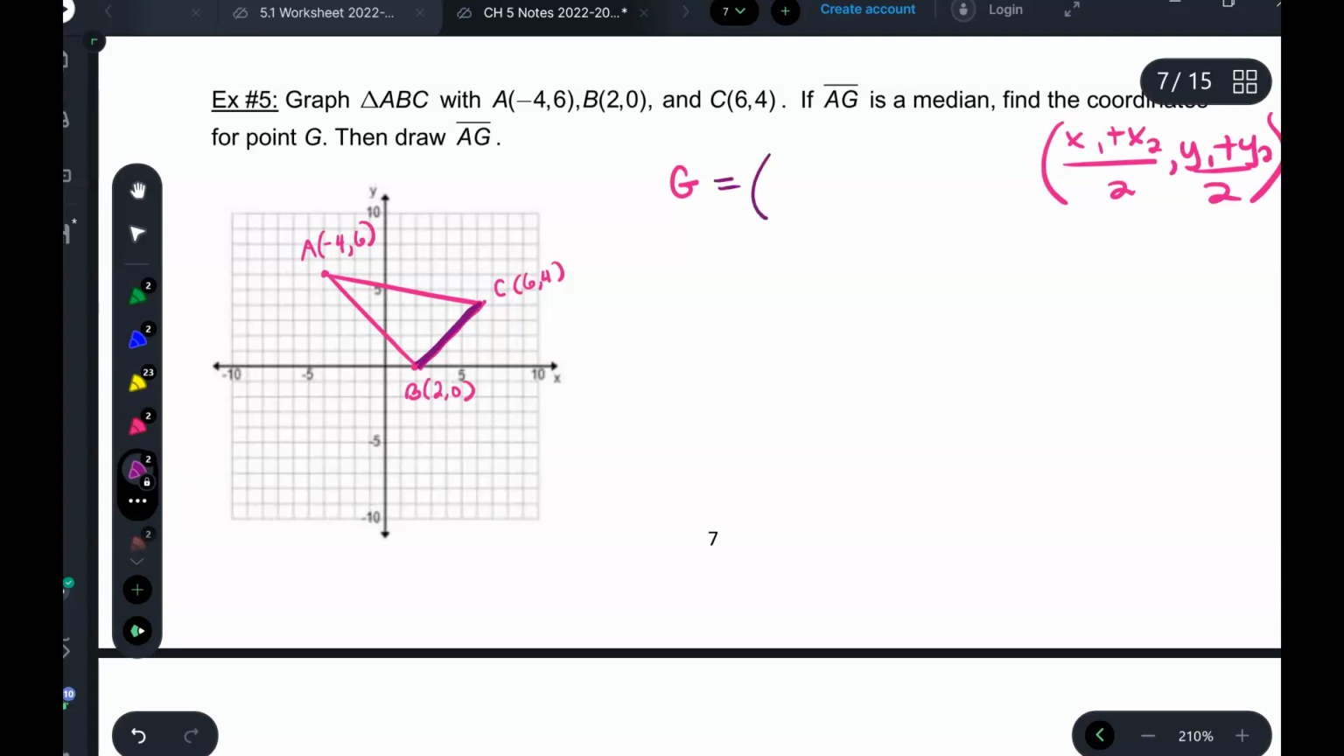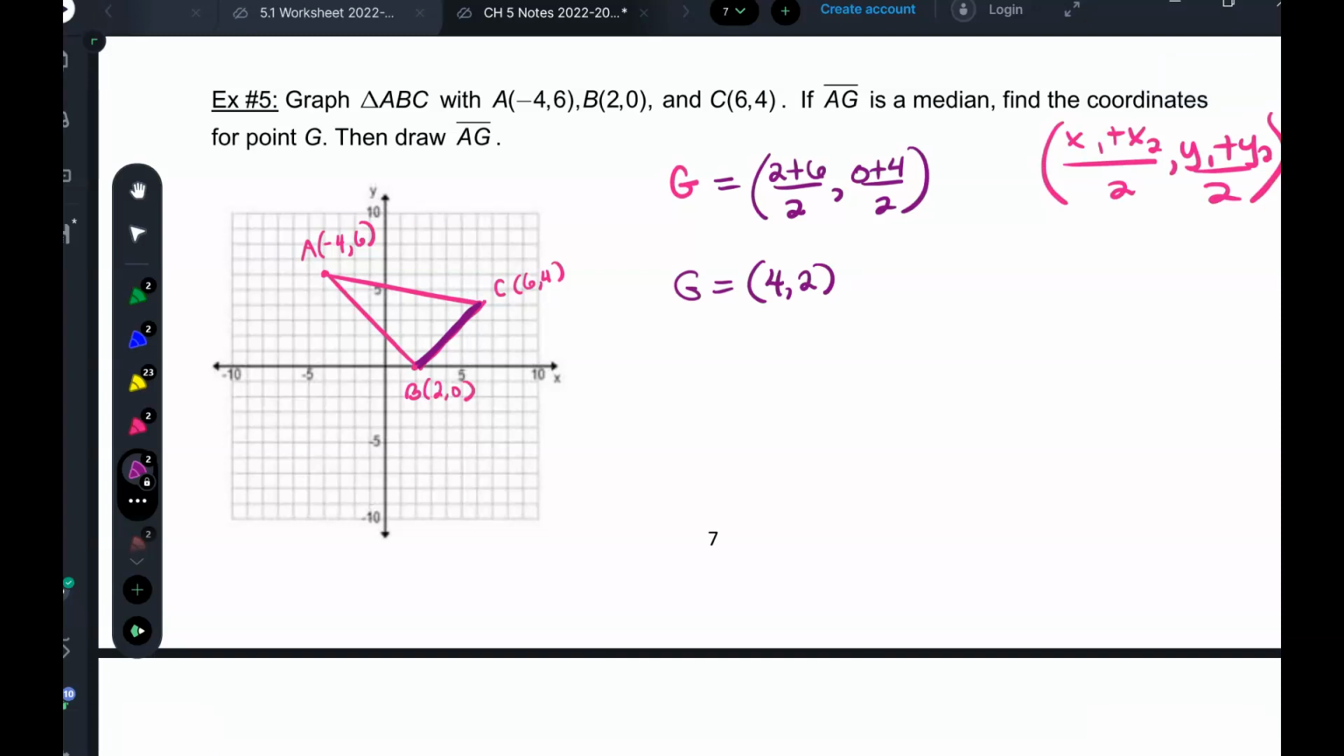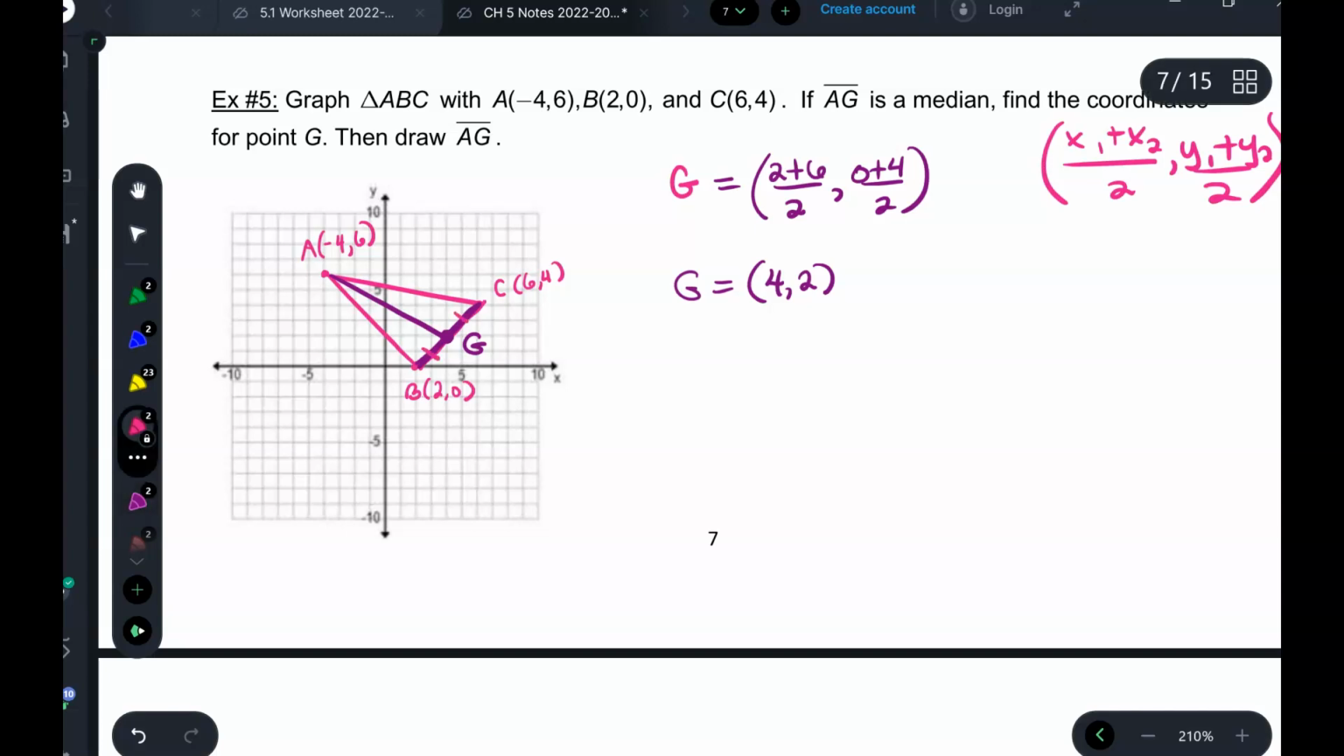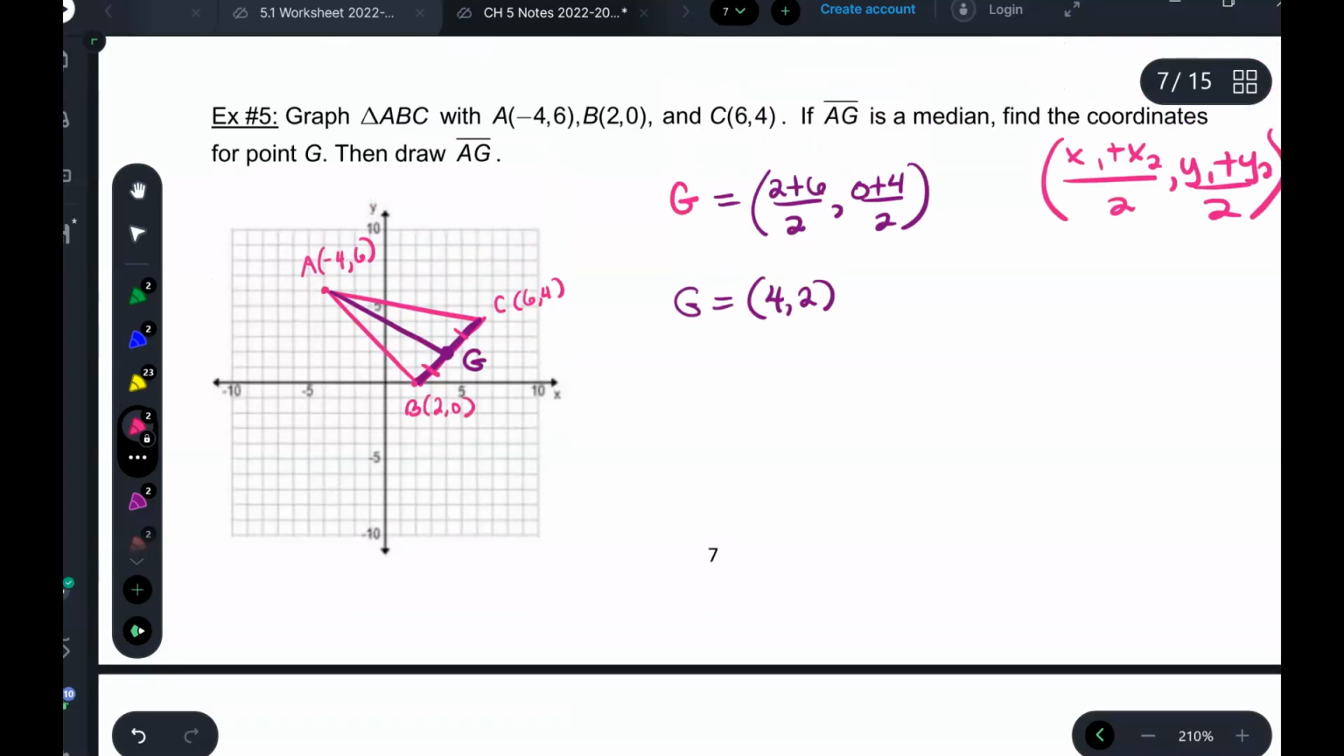So G is going to be 2 plus 6 over 2, 0 plus 4 over 2. So G is going to be the point, what, comma, what? All right, so let's find 4, comma 2, and we'll label it G. And the last step is to draw AG. And you know what, just so we have it in our notes, these two are congruent because this is the midpoint. See, what did I tell you? Easy lesson.